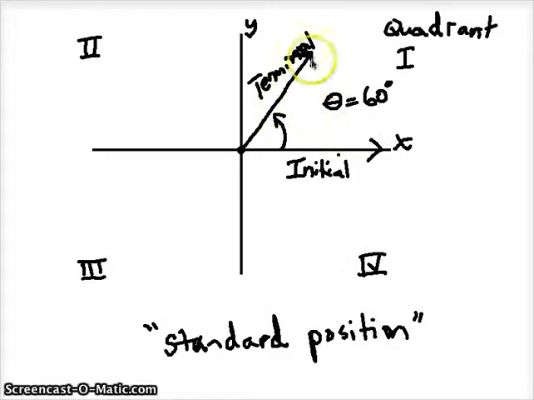My terminal side is always the ending spot of our angle. So the terminal side ended up, or is lying, in quadrant 1. So we would say the angle lies in quadrant 1. And when you answer that question, it's always where is this terminal side sitting? Alright, let's practice drawing some angles in standard position.